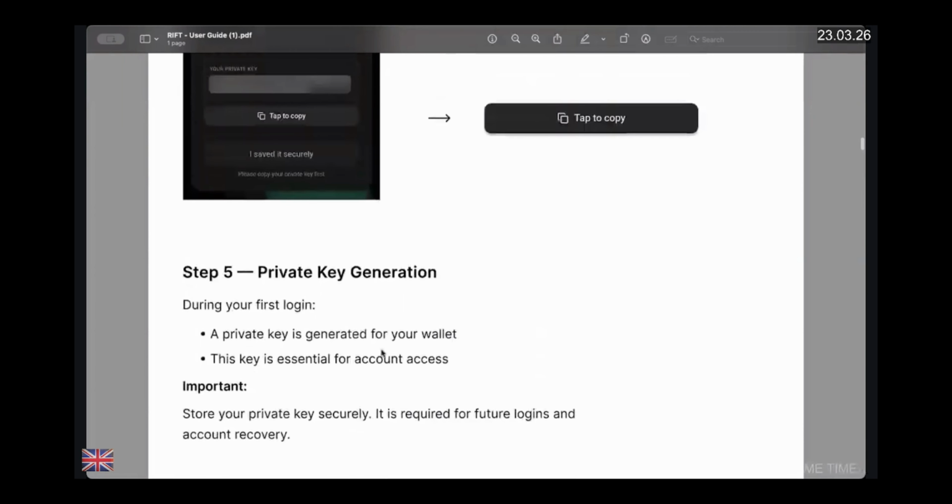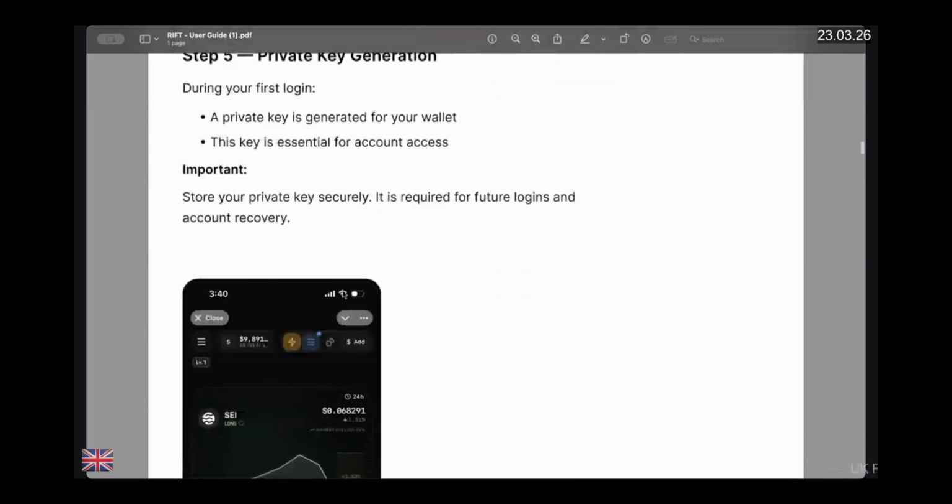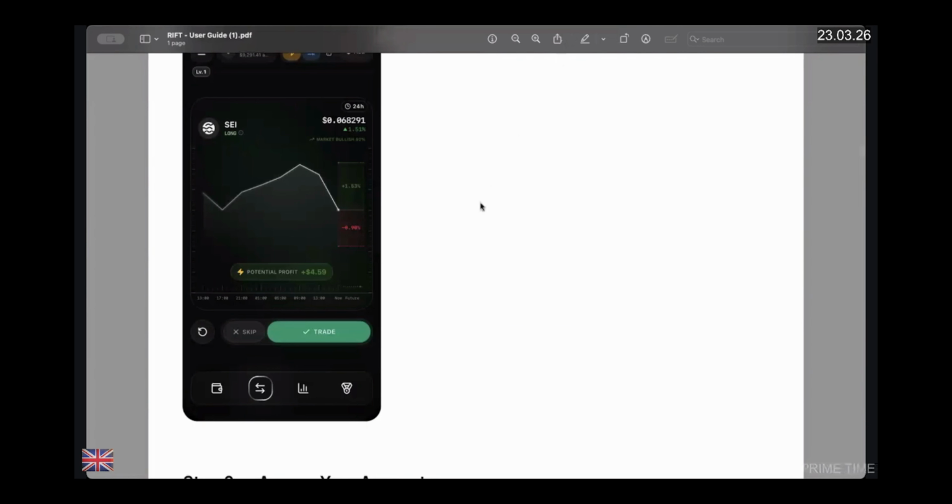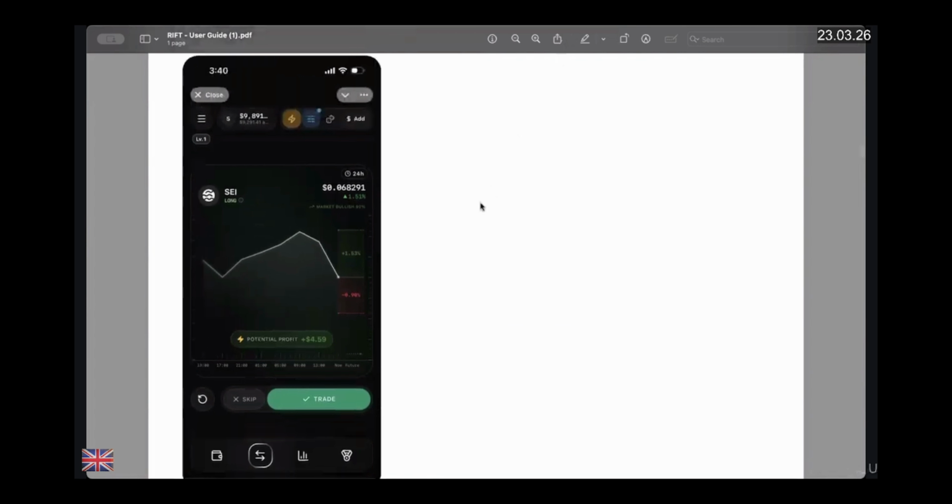And once you copy and save it securely and confirm that, you dive right into Rift where you can start trading. And to trade, there are different options. We are going to explore all the options one by one, what all the features are and what each feature does. And today I will show you some interesting strategies that I followed today, and I made more than 100% profit in a couple of minutes. So this also we will learn and understand today.